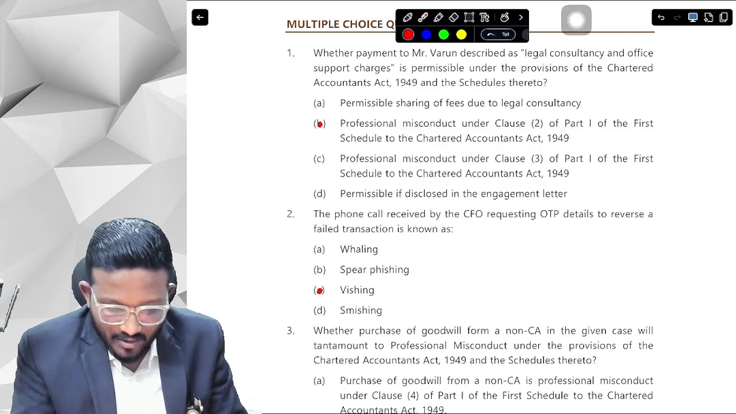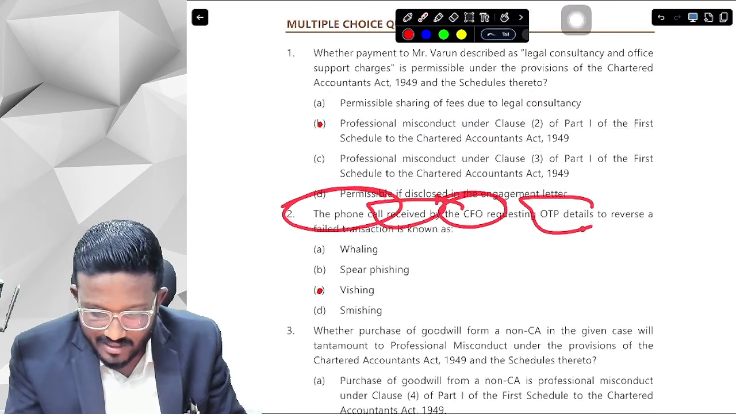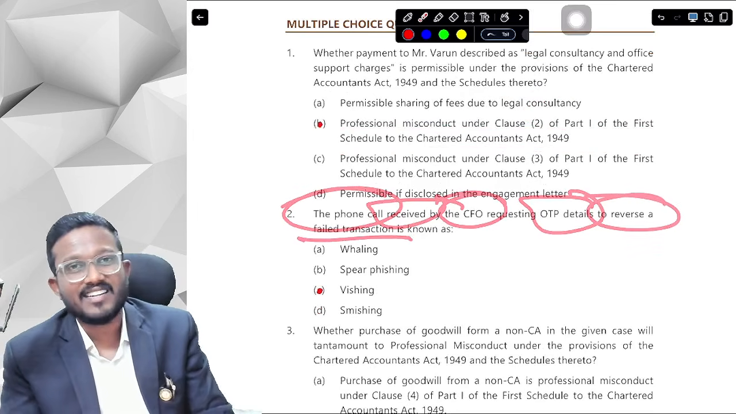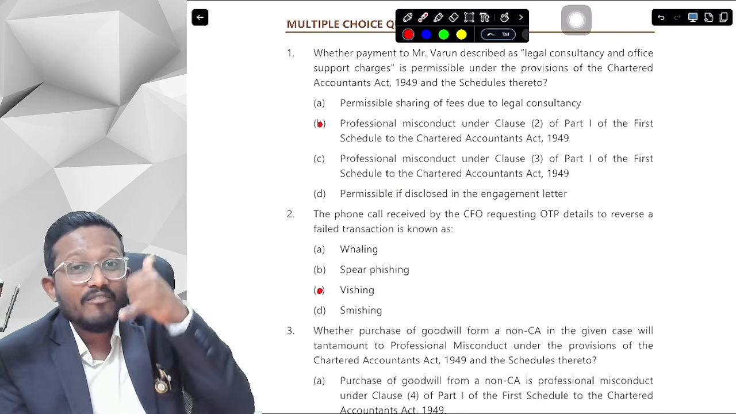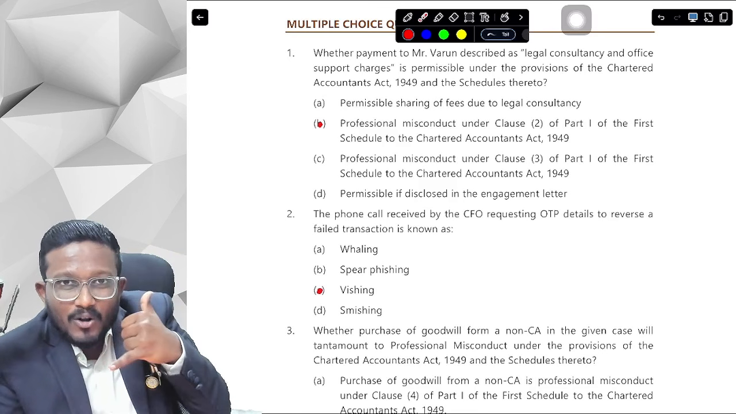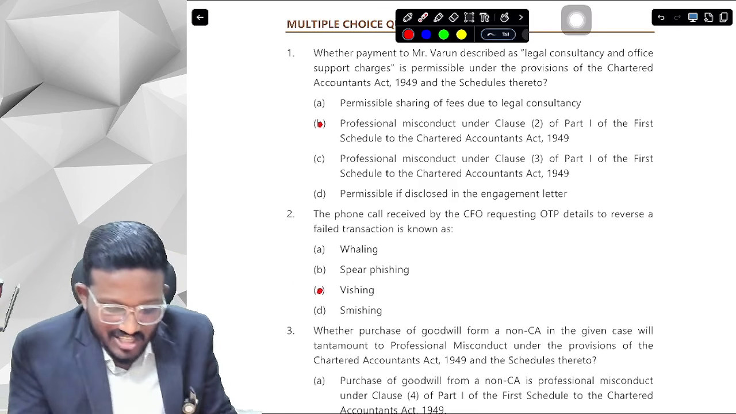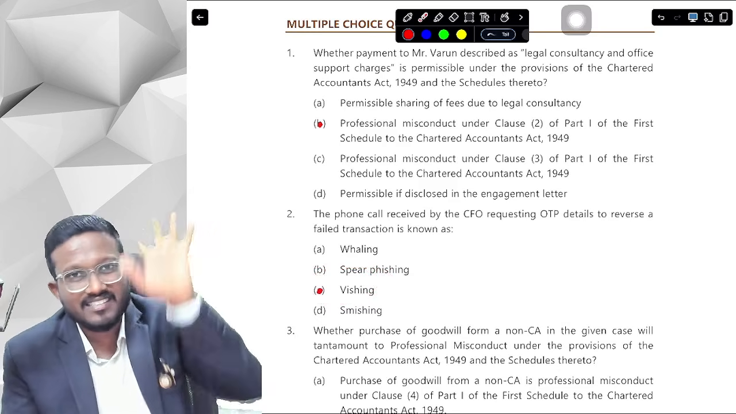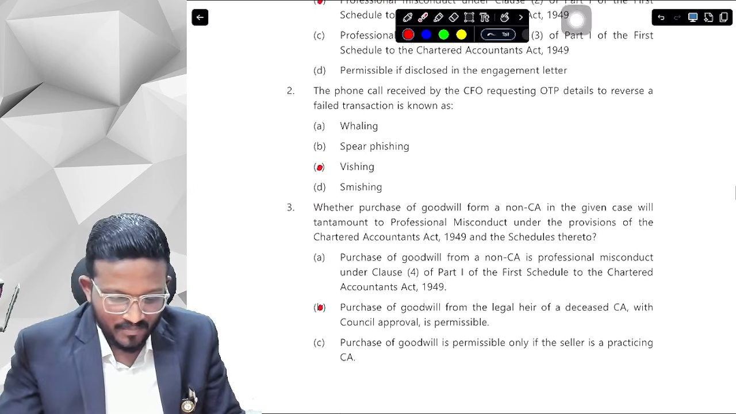Okay, yes sir. There was a phone call received by the CFO requesting OTP details to reverse a failed transaction. So here there was a phone call, which means there was a voice involved. Whenever there is a voice involved in a cyber attack, it is called vishing. So here also vishing, we have already discussed in a previous case scenario. Next, third is what, sir?